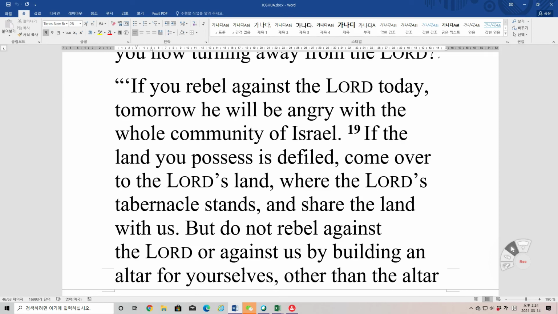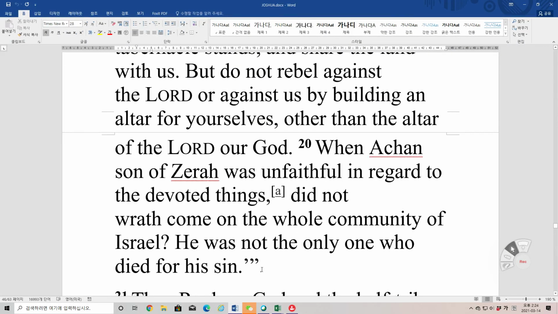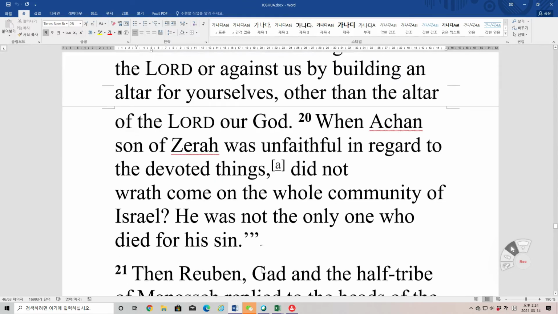If the land you possess is defiled, come over to the Lord's land, where the Lord's tabernacle stands, and share the land with us. But do not rebel against the Lord or against us by building an altar for yourselves, other than the altar of the Lord our God.